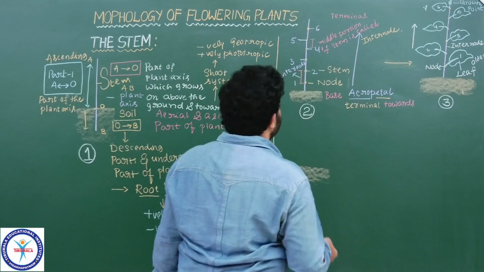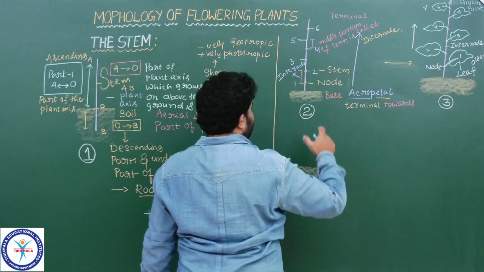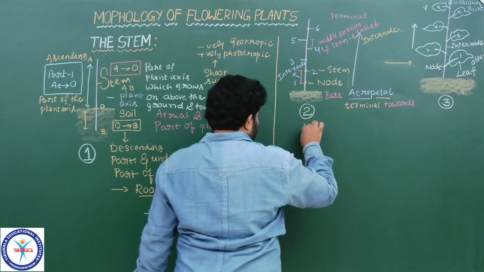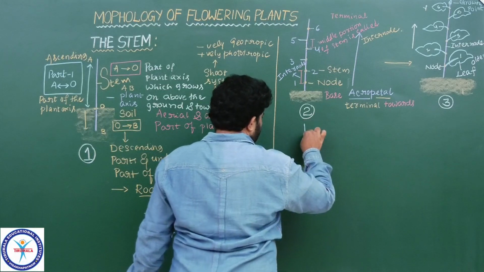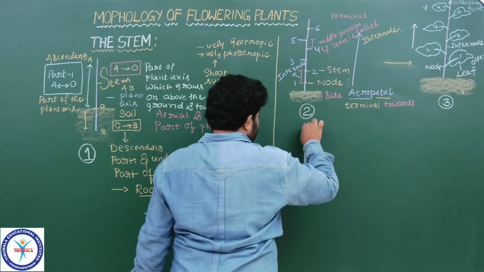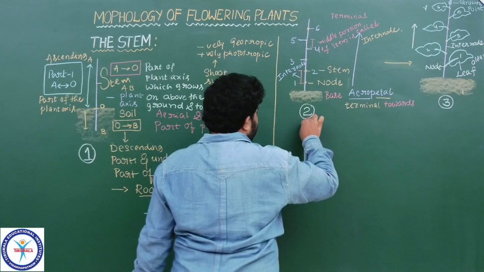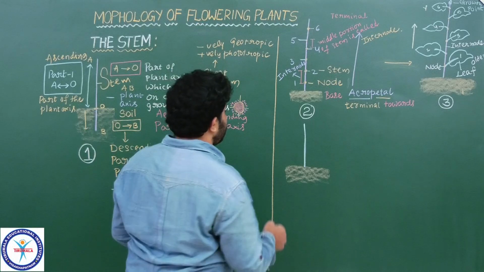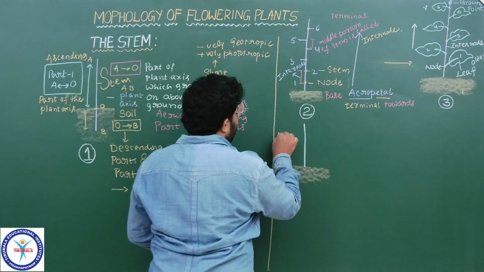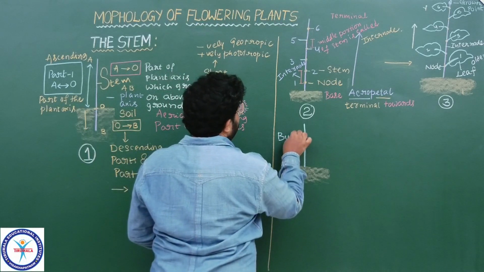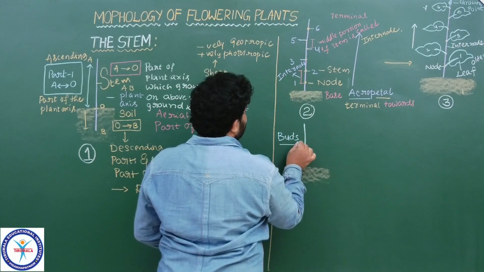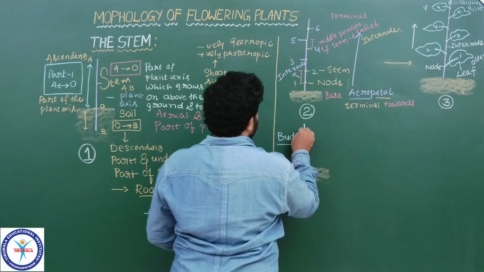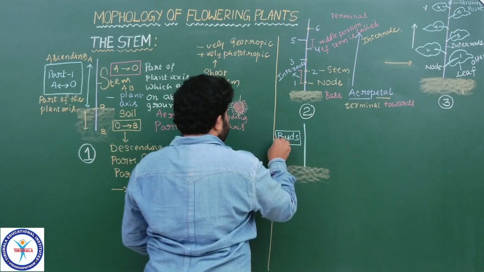For our convenience, we better reduce the diagram structure. We have already understood this. It is a plant axis, the part of the plant axis like the stem. Now we focus our discussion on the bud, because we already discussed node well. Now we discuss buds. What are buds?